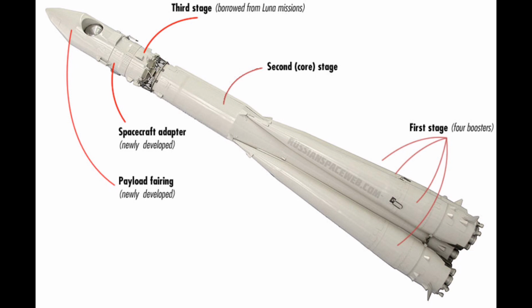The first stage, known as the Vostok 2, was powered by a 4-chambered RD-107 rocket engine. It used a combination of liquid oxygen and kerosene as propellants. The second stage, known as the Vostok 3, was powered by a single-chambered RD-108 engine, also using liquid oxygen and kerosene.